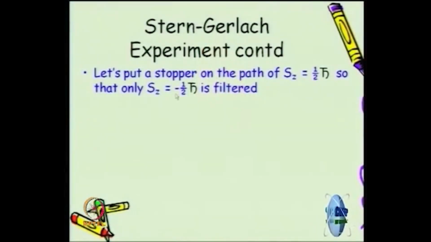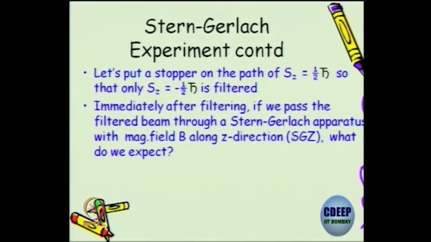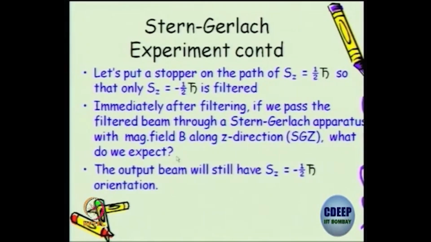So when we put a stopper, filter this, and pass the filtered beam again through the Stern-Gerlach apparatus with magnetic field along the z direction, I am going to use a shorthand notation, SG capital Z, which means the Stern-Gerlach apparatus has the magnetic field along the z direction. Okay. What do we expect is the question. I have already told you the answer. The output beam will still have the Sz quantum number minus half h cross orientation.